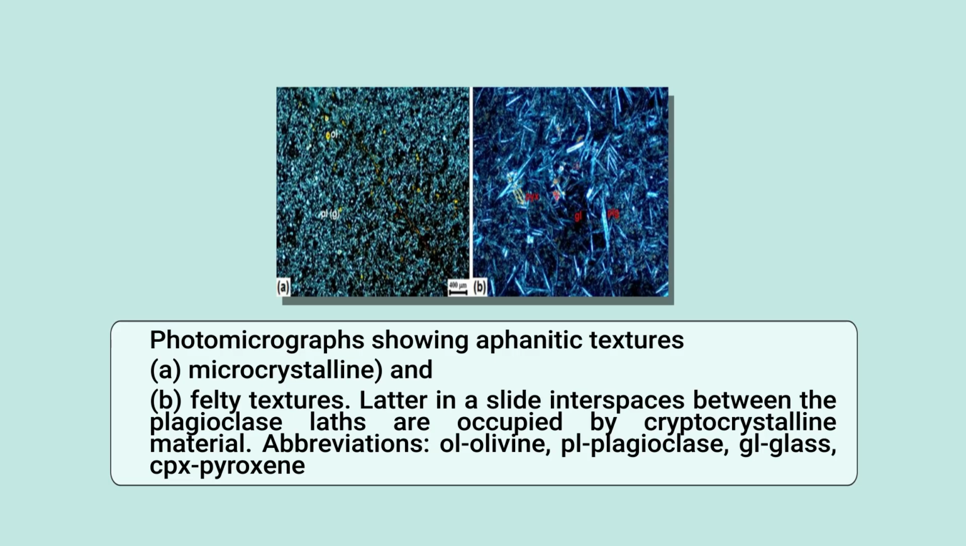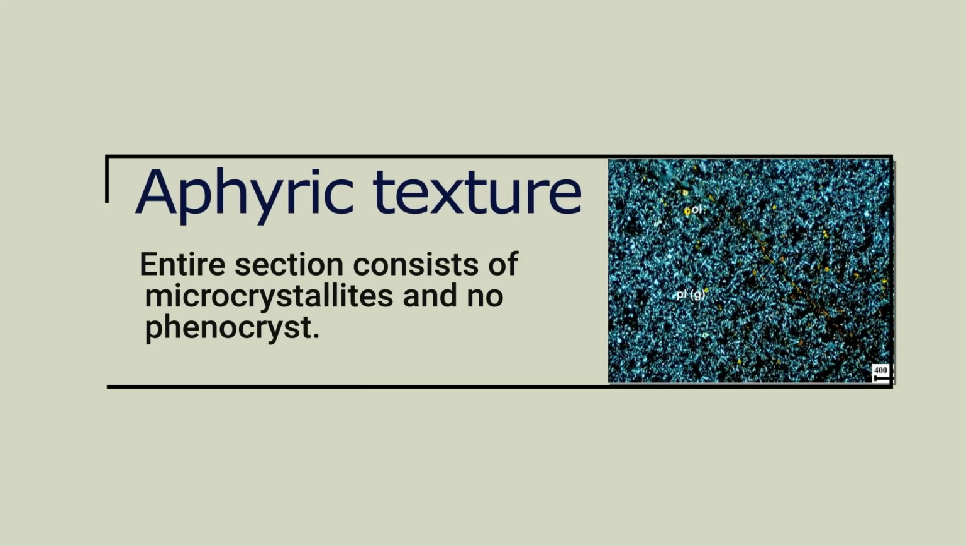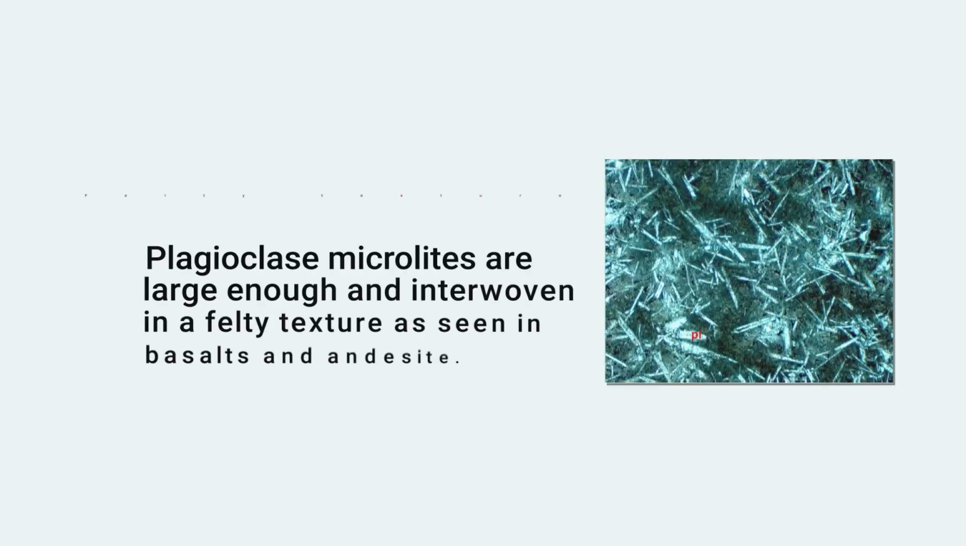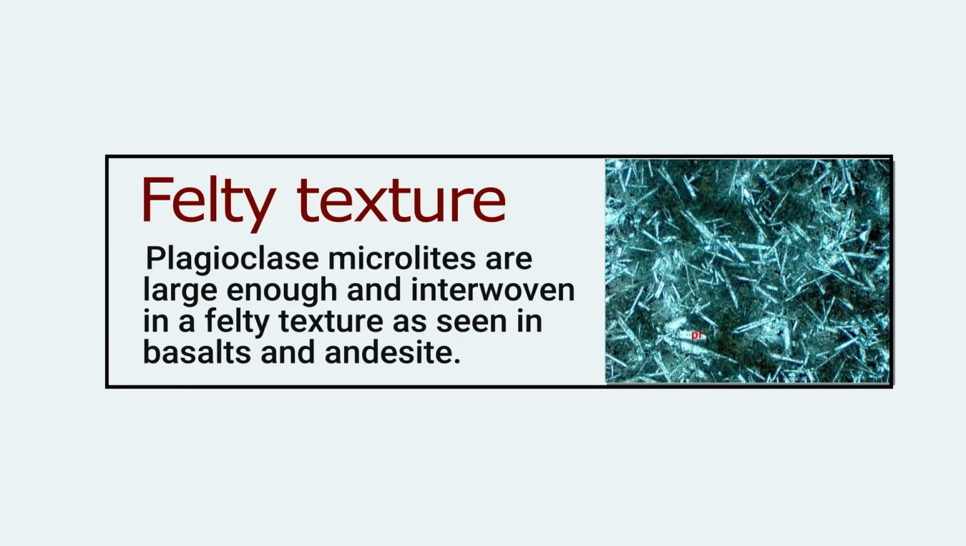In a later slide, interspaces between the plagioclase laths are occupied by cryptocrystalline material or minerals such as olivine, plagioclase, glass and clinopyroxene. Aphyric texture is shown in this slide, where the entire section consists of microcrystallites but no phenocryst. Now felty texture. Plagioclase microlites are large enough and interwoven in a felty texture as seen in basalts and andesites.